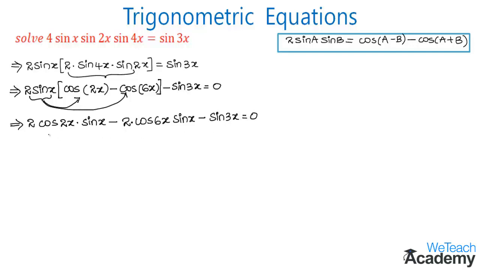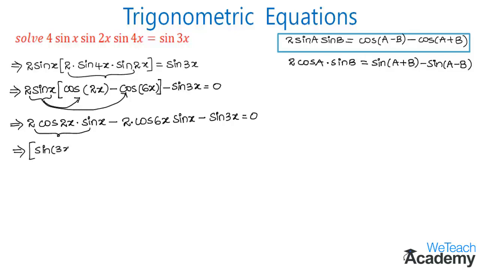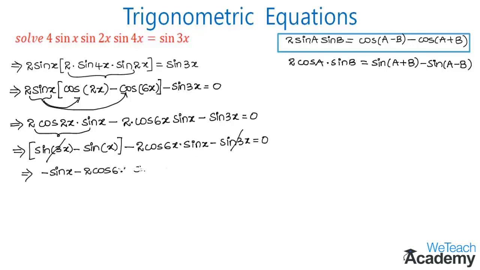So here in this equation, you can use the formula of 2 cos a sin b is equal to sin a plus b minus sin a minus b. So let us use this formula. That is sin a plus b, that is 2x plus x, that is 3x, minus sin a minus b, 2x minus x, which is x, then minus 2 cos 6x into sin x remains the same, then we get minus sin 3x is equal to 0. So here you can observe that we have sin 3x as the common term with opposite signs. So let us cancel these terms, and then we are left with minus sin x minus 2 cos 6x into sin x is equal to 0.